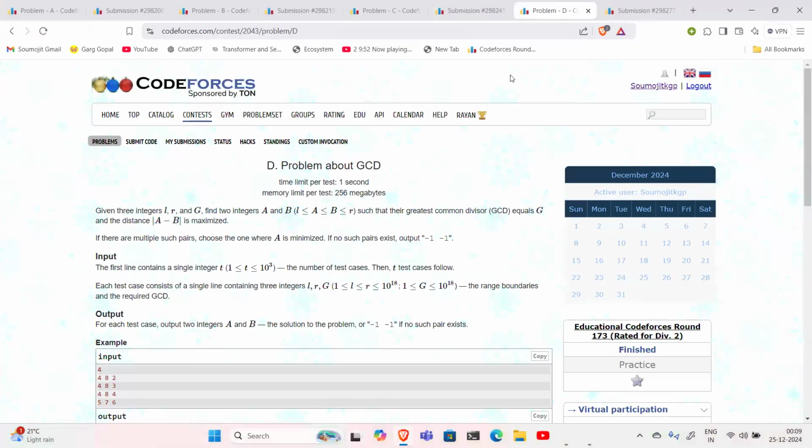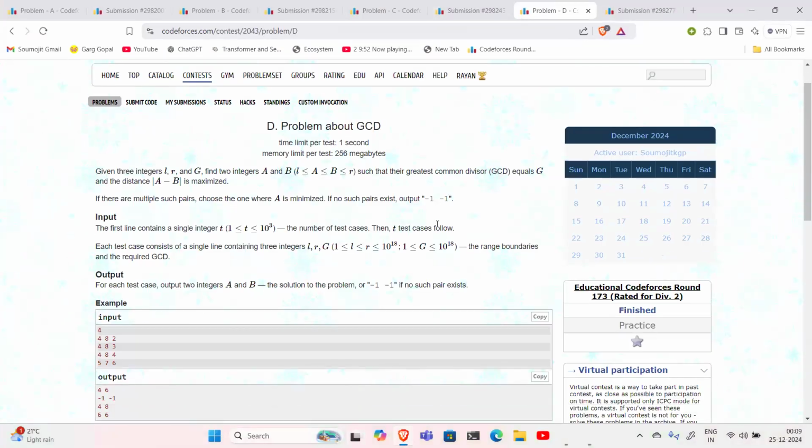Okay, so let me discuss problem D now. It says that given three integers L, R, and G, find two integers A and B such that their greatest common divisor GCD equals G and the distance A minus B is maximized. If there are multiple such pairs, choose the one where A is minimized. If no such pairs exist, output minus 1 and 1.